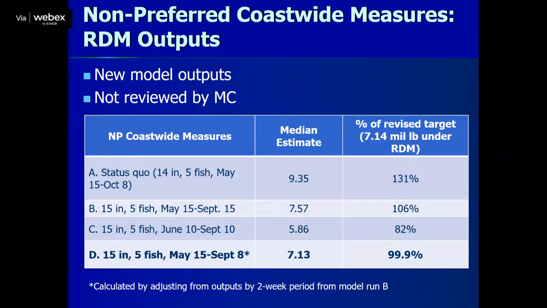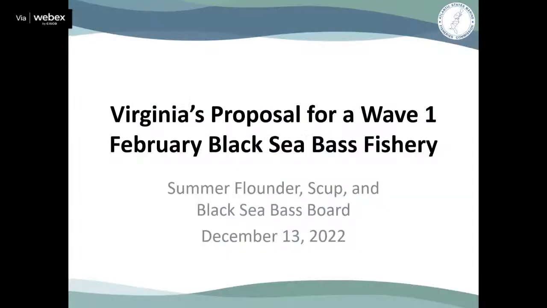So based on the analysis that we were able to do yesterday, we think that the new non-preferred coastwide measures that would work if the decision is to use the recreational demand model would be what's in bold there: 15 inches, 5 fish, May 15th through September 8th. In row A, there's the current non-preferred coastwide measure, so you can see how they compare. And again, the non-preferred coastwide measures are the measures that are written into the federal regulations, but then waived in favor of the state waters measures. And that's all I had for my part of the presentation. And then Tracy has a few slides on the Virginia proposal.